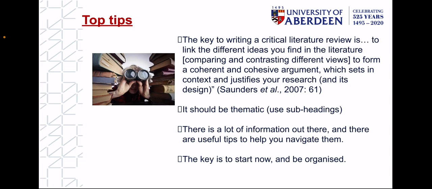So, to round up, the key to a critical literature review is to link the different ideas you find in literature to form a coherent and cohesive argument which sets in context and justifies your research. Here you are trying to compare and contrast different views. Don't forget, use examples, use evidence. You must be able to distinguish between facts and opinions. Remember, your literature review must be articulated under themes, under subheadings.